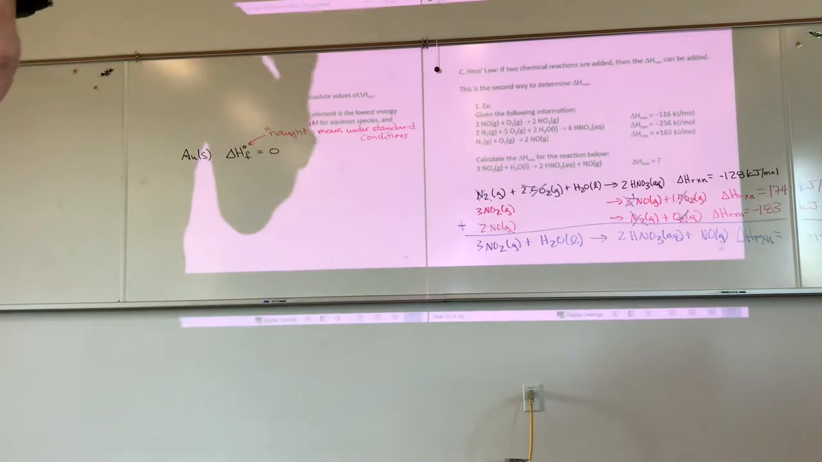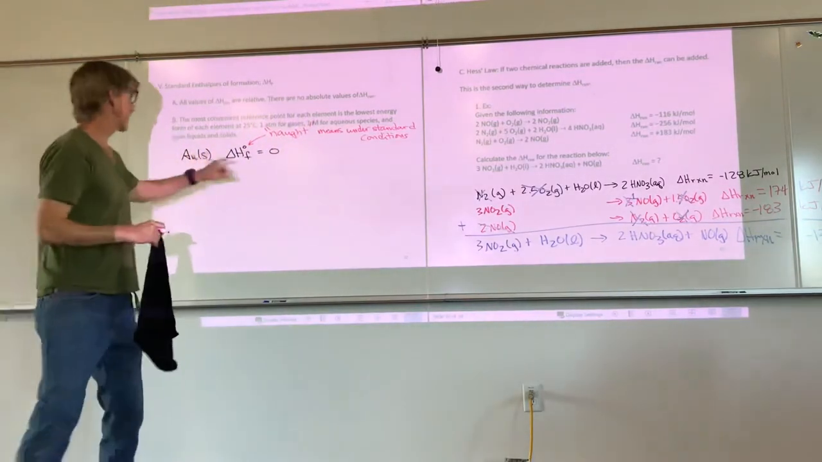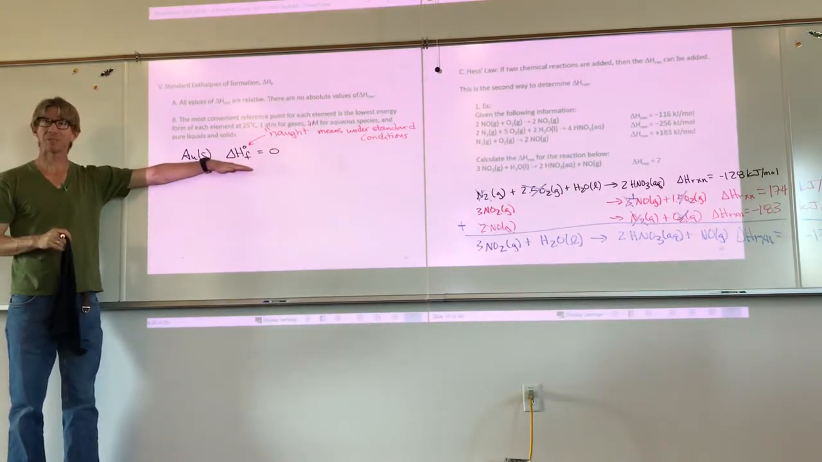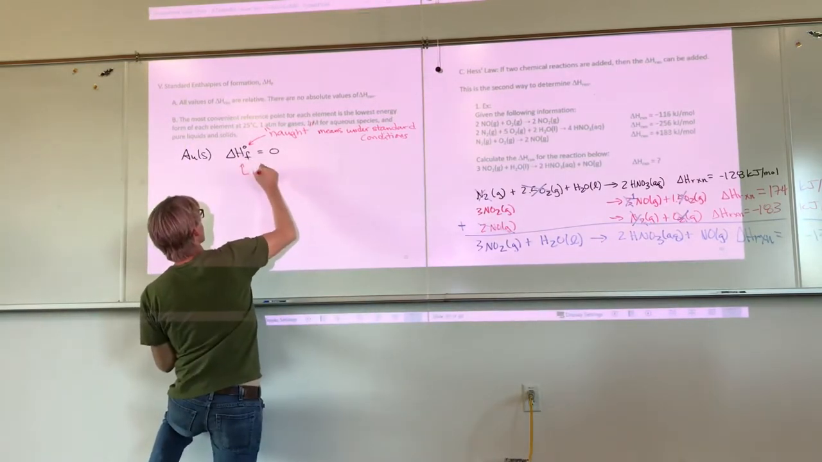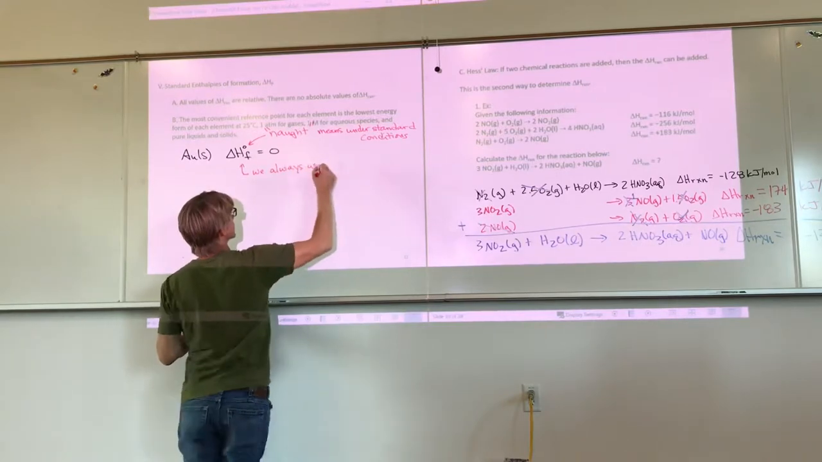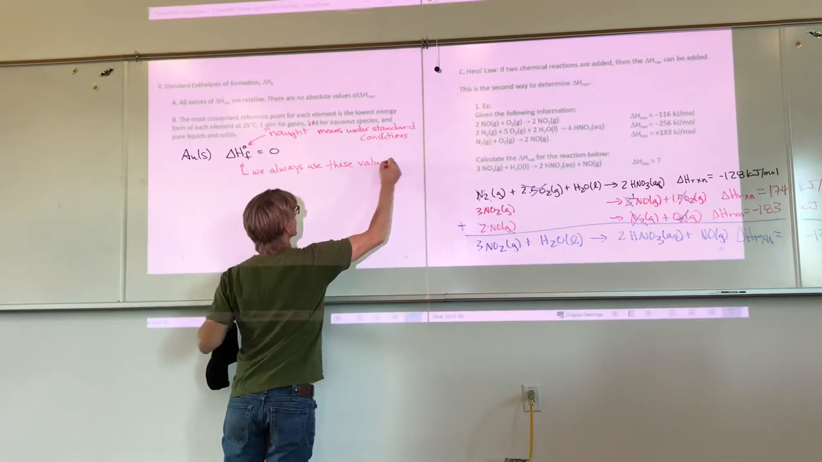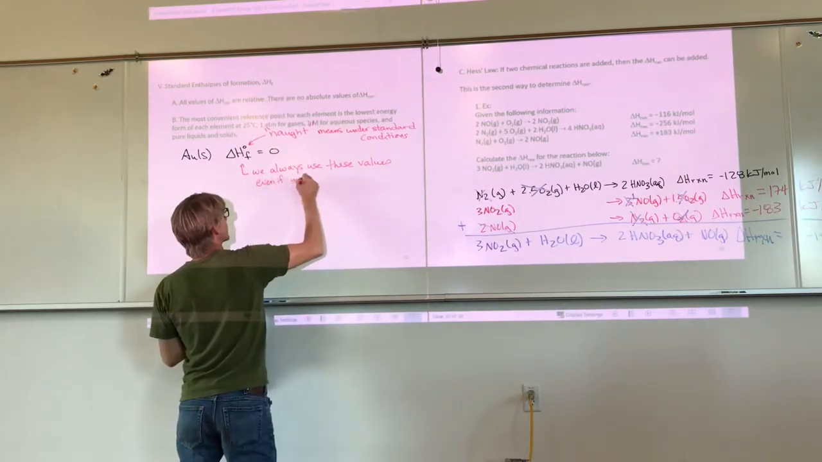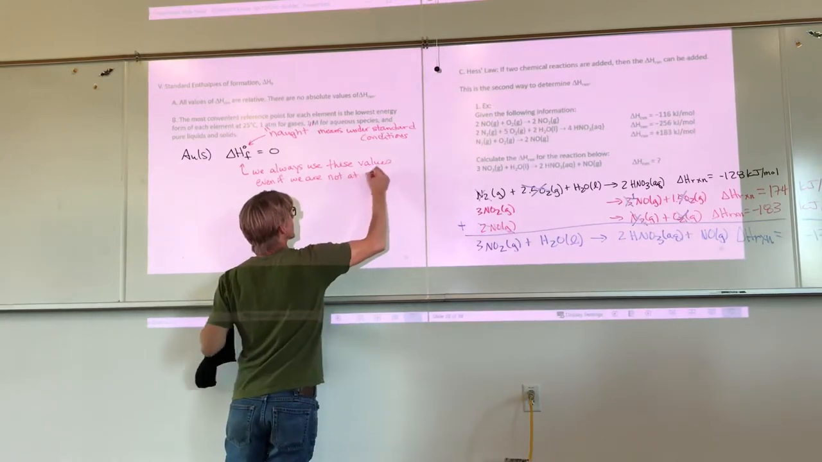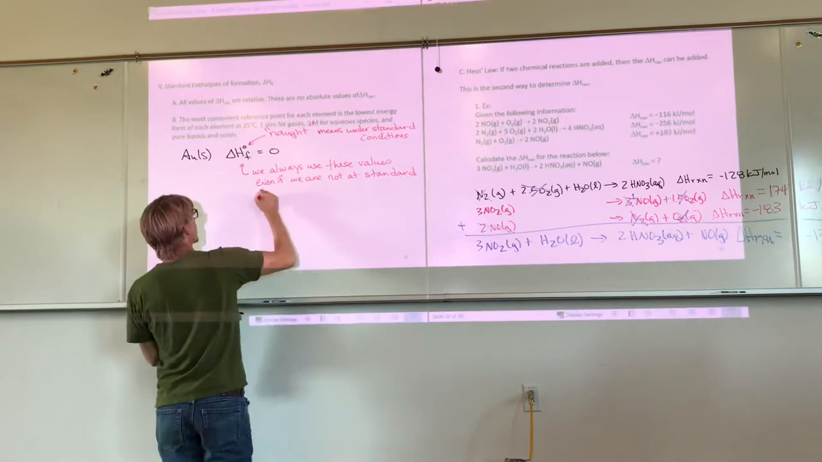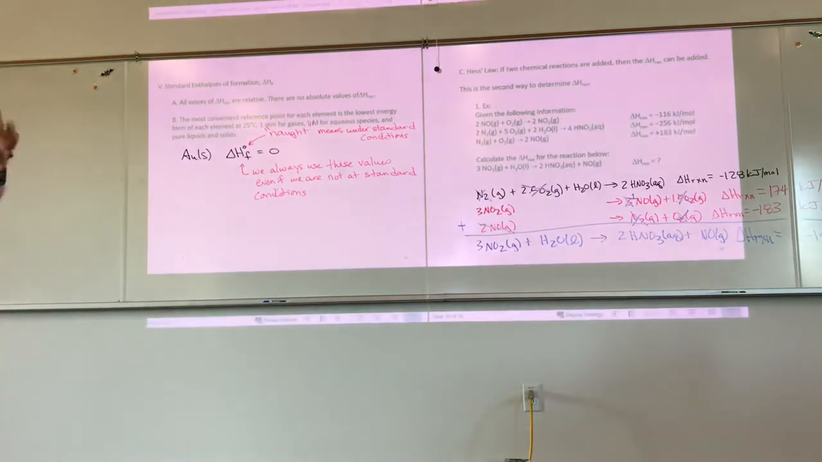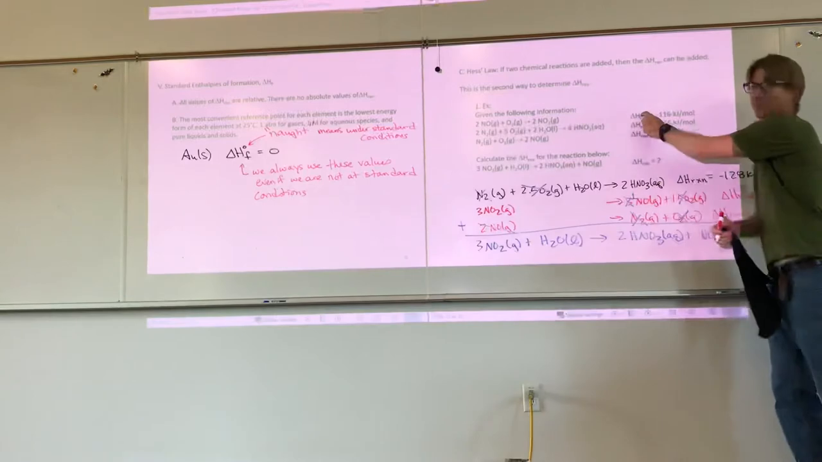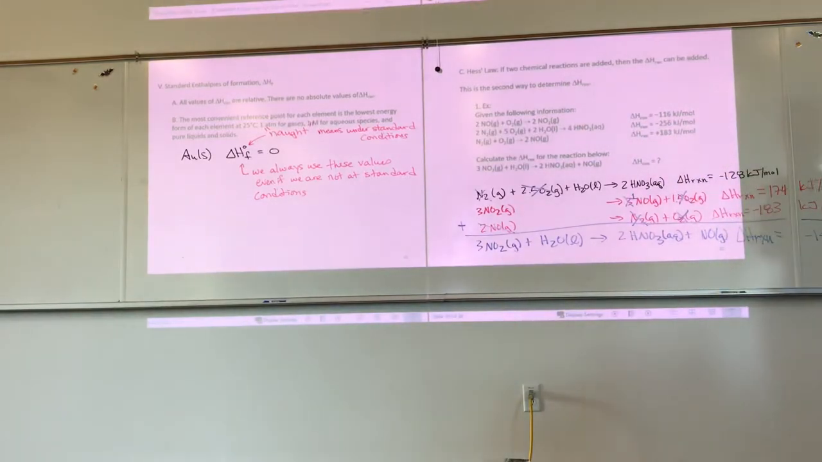Chemistry is like an onion. There are layers of understanding. The first layer of understanding is that we will always use these values even if we're not at standard conditions. We will always use these values. And you'll see, sometimes I don't even put on the not, and sometimes I do, because we will always use these values.